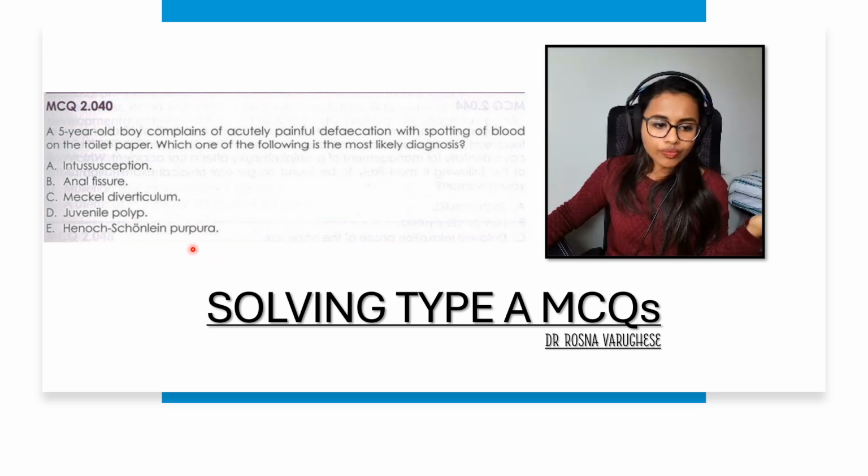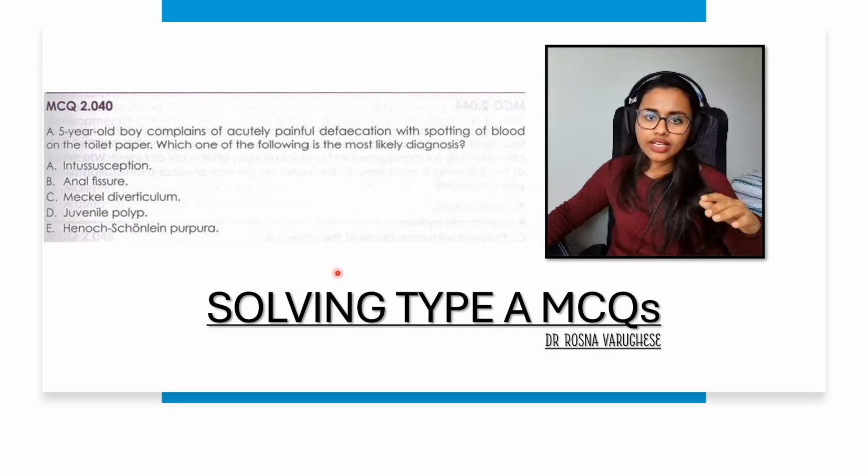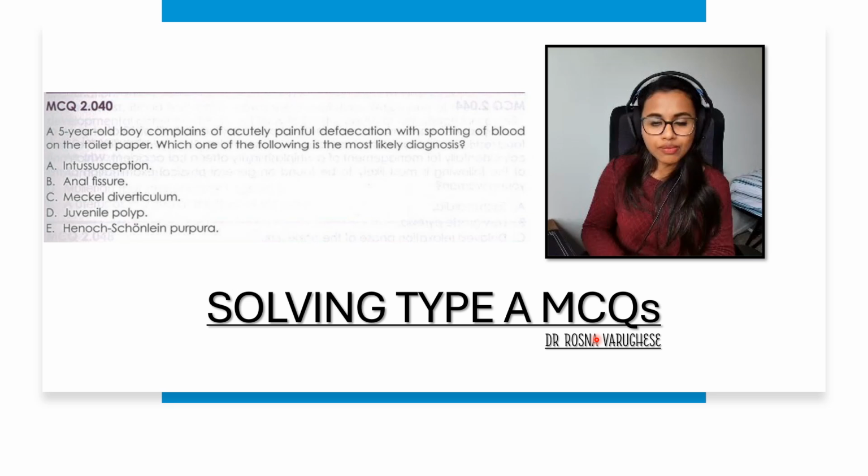Obviously, with this question giving the answer of anal fissure, you have to read and study about anal fissure. Meckel's diverticulum, again, you can just read through the presentation of Meckel's diverticulum, the investigations and the treatment you need to do if you get diagnosed with Meckel's diverticulum. Similarly, juvenile polyp, and also read through Henoch-Schönlein purpura. That's how we do A-type MCQ questions.